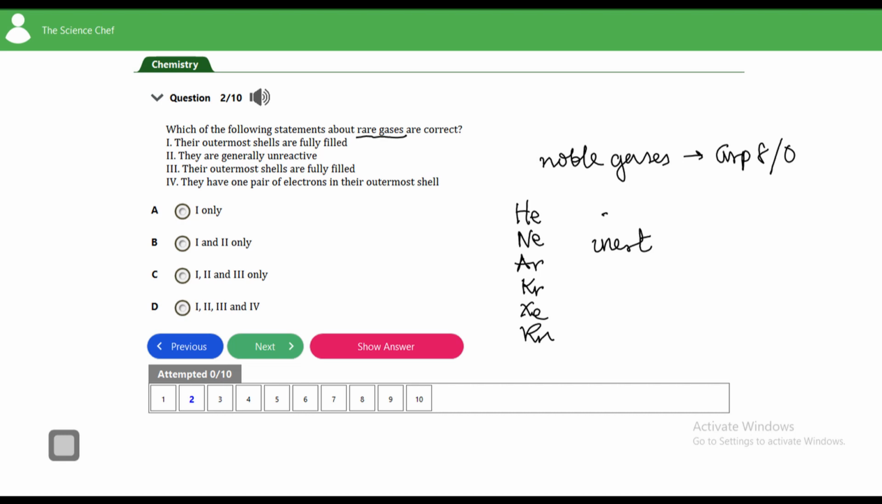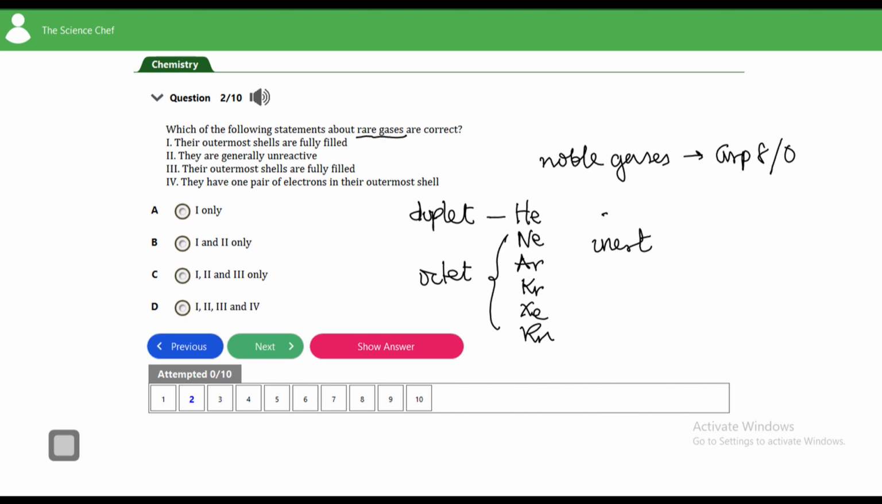So, given that their outermost shells are fully filled, yes, they exhibit the duplet, especially helium. Helium exhibits the duplet, while others exhibit the octet configuration, right? Duplet, in the case of helium, it has only 2 electrons in its outermost shell, which makes it completely filled. It is only 1 shell that it has, right? Whereas the other ones that have more than 1 shell have 8 electrons in the outermost shell. So they are generally unreactive, yes, that's why they are inert.